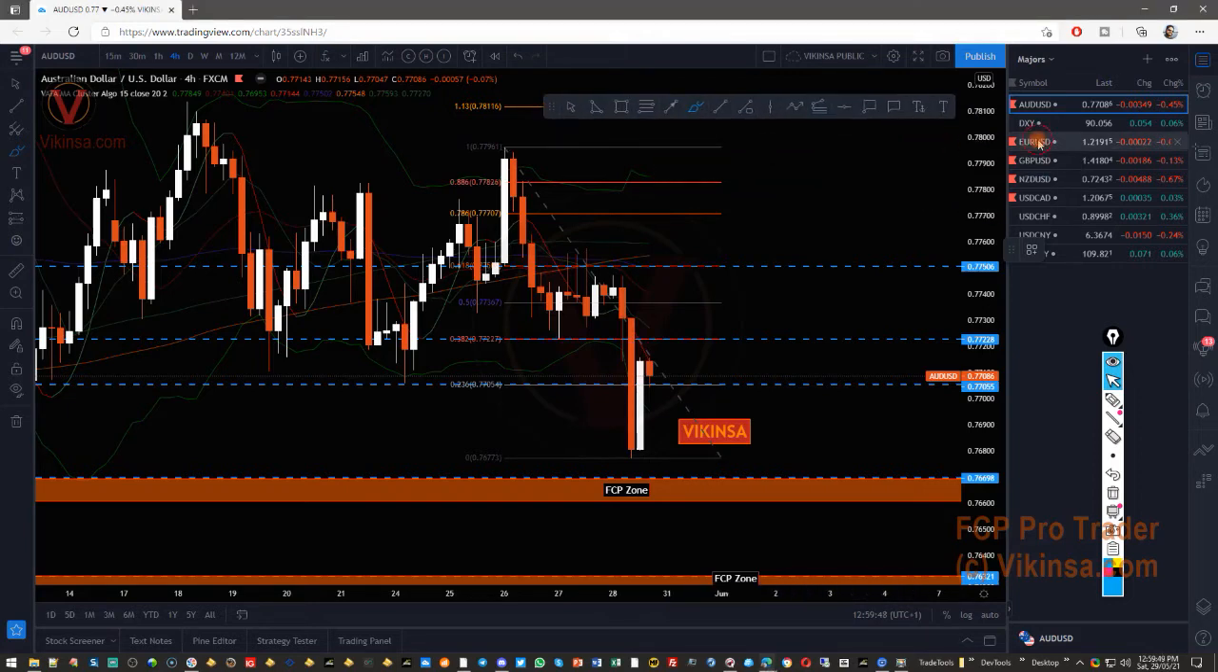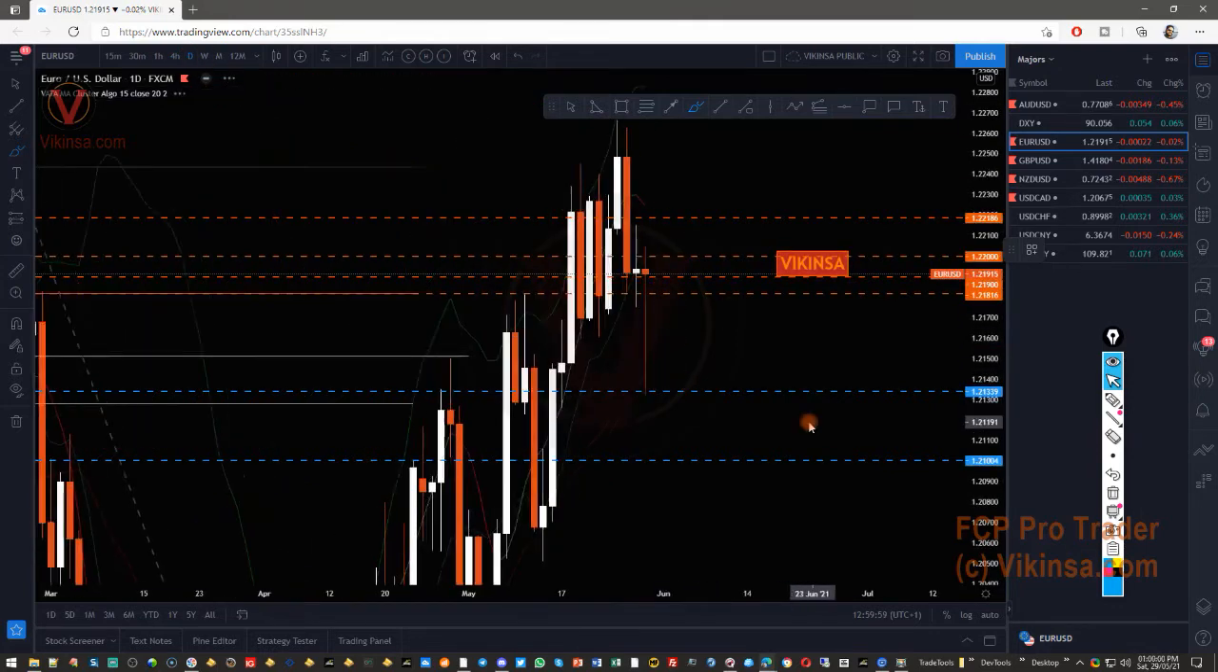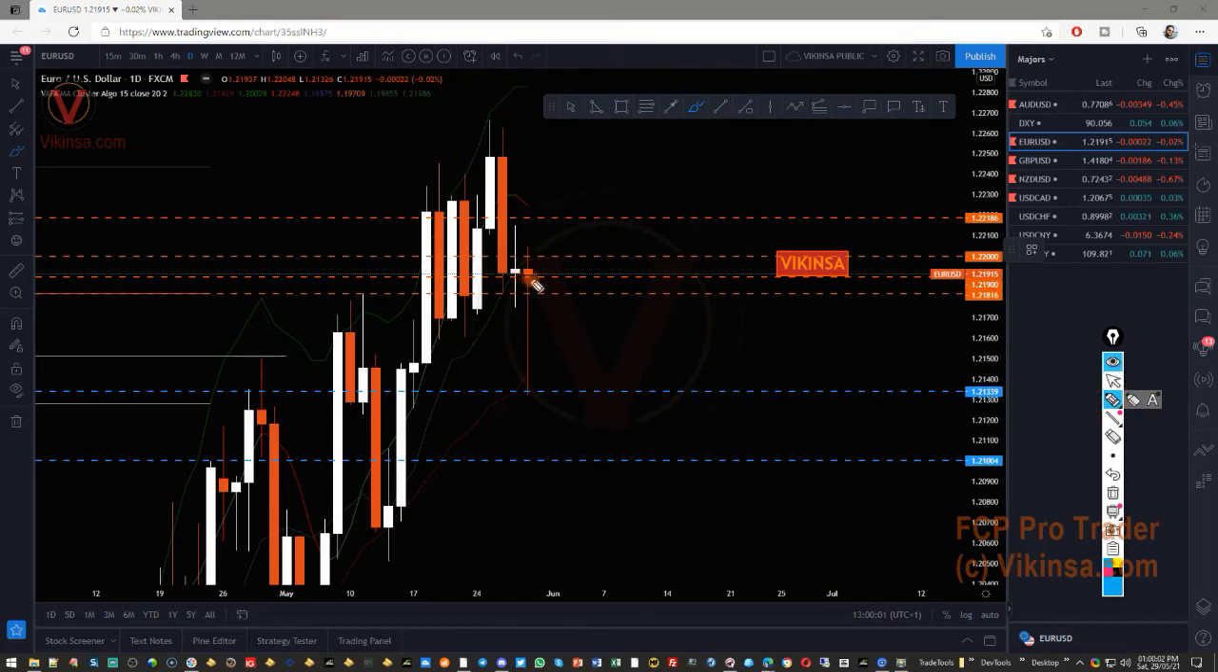Okay, let's go to Euro USD. On Euro USD, a similar sort of thing is happening. The market has come to this moving average and then has gone up. It is looking very weak right now. If I go to the daily time frame, this is how it is. I'm expecting the market to go bearish on this. It can actually go bearish.